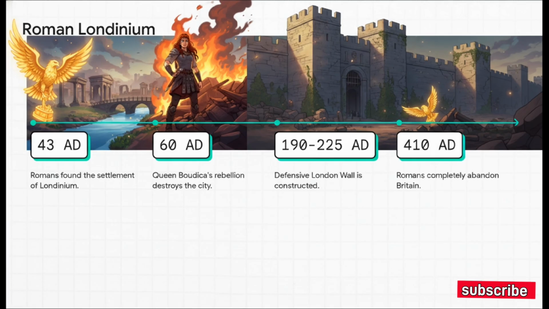They were wiped out. The Romans, however, bounced back. They rebuilt and constructed massive defensive walls between 190 and 225 AD. You'd actually recognize some of the gates by name today, like Ludgate. The population swelled to 60,000. But as the Roman Empire collapsed, the legions completely abandoned Britain in 410 AD. They just left, turning Londinium into an empty, ruined ghost town.